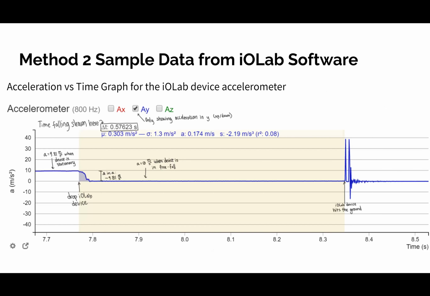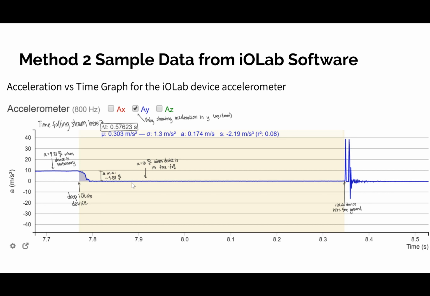All right, this is what it looks like. This was trial 1 in the iOLab software. When I was just holding it stationary with the y-axis pointing up, the device started out at an acceleration of 9.81 meters per second squared. That was the reading on it.